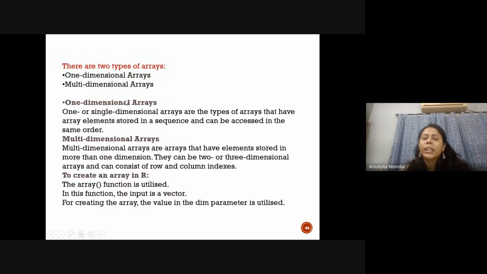In this case, arrays are of two types, one-dimensional and multi-dimensional. In a one-dimensional array, a single type of value can be stored in the array elements, and the sequence can be accessed in the same order. And multi-dimensional arrays are arrays where the elements are stored in more than one dimension. That can be 2 or 3 dimensional arrays, consisting of row and column indexes. To create the array, we can use the array command.